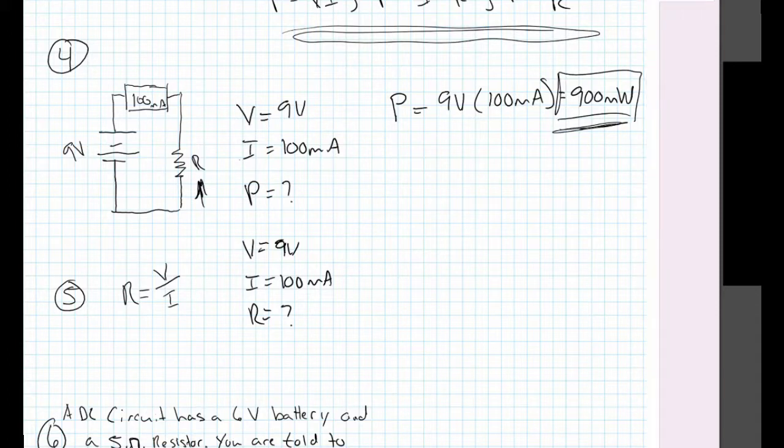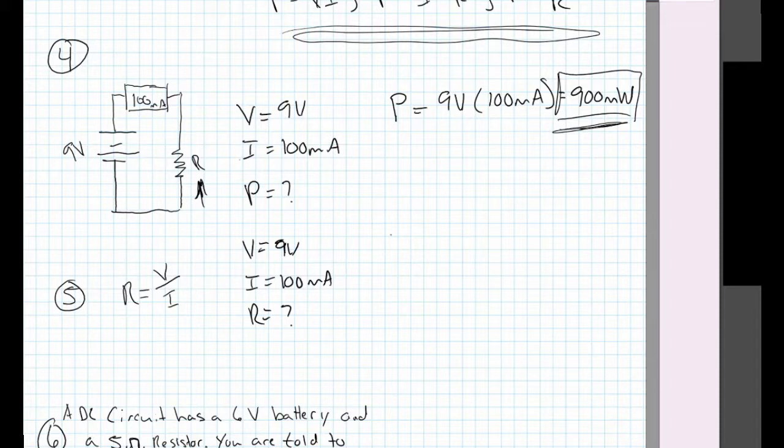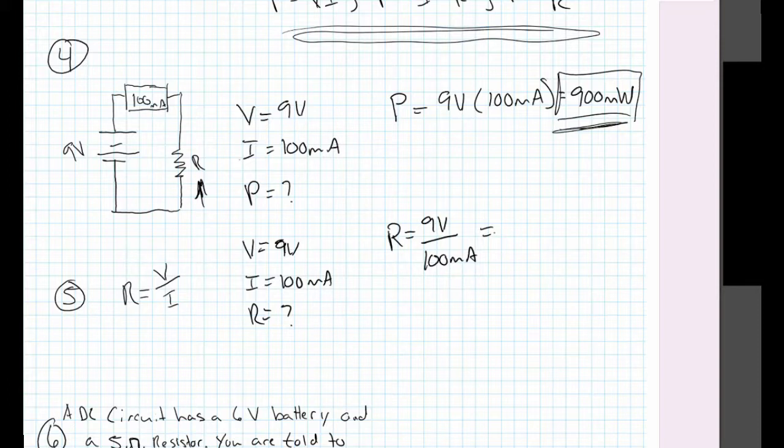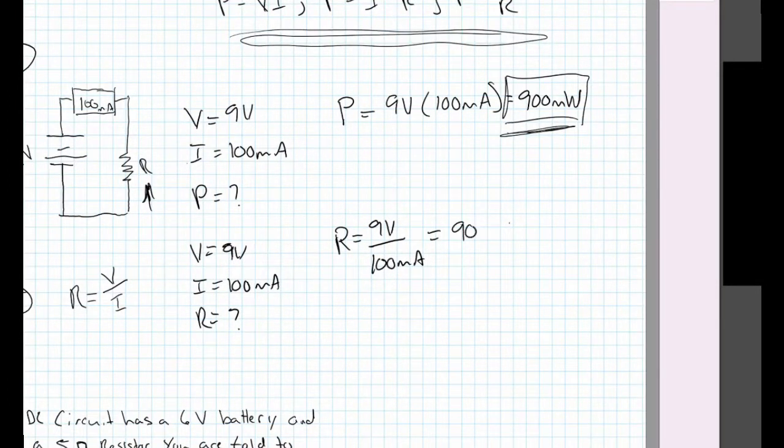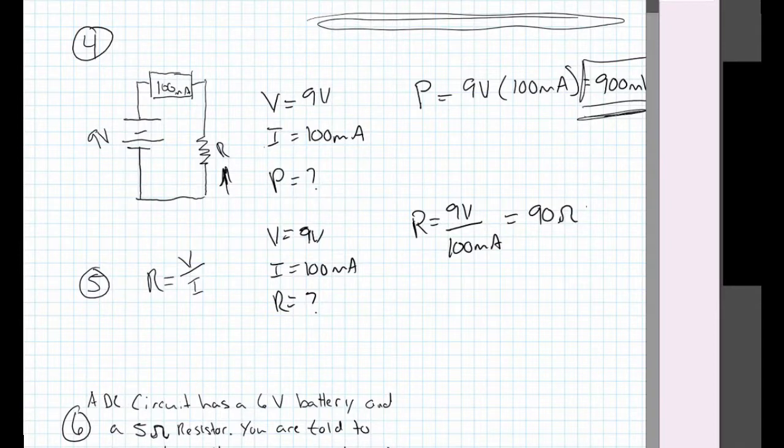Take a moment, pause this video, and see if you can figure it out. All right, so if you haven't figured it out, we're going to do a step-by-step on how to do this. First, we need to find out what our resistance is to double check what our power should be. So the resistance is equal to 9 volts over 100 milliamps. So we take 9, divide that by 100, second E to the negative 3. That gives us 90 ohms. So that means that this right here is 90 ohms.